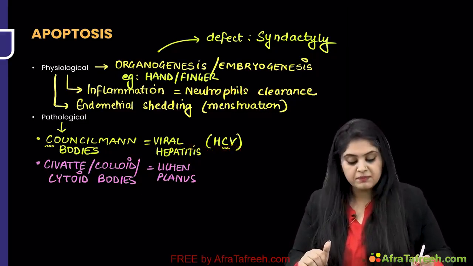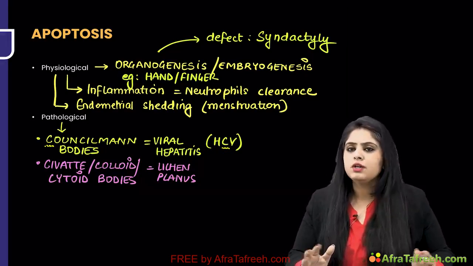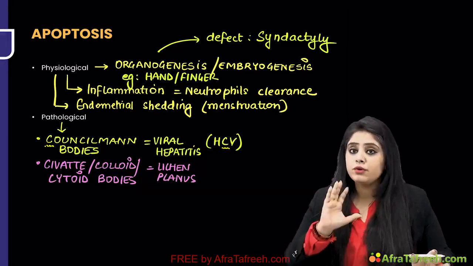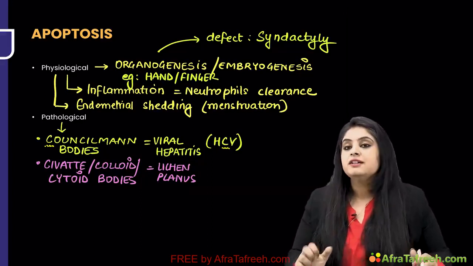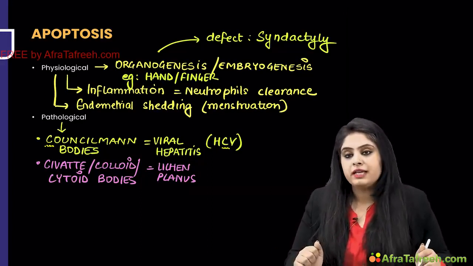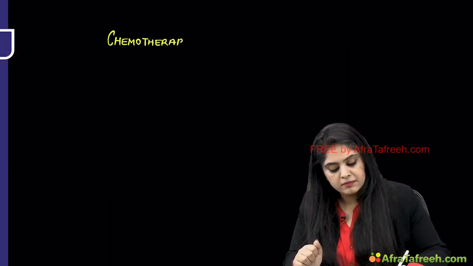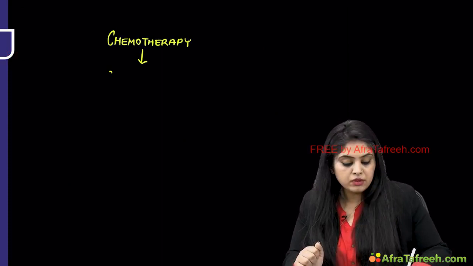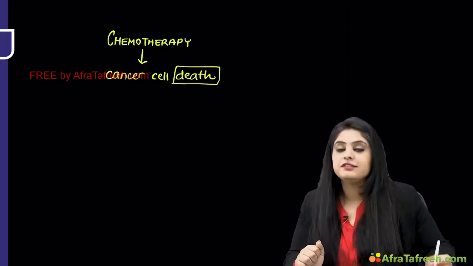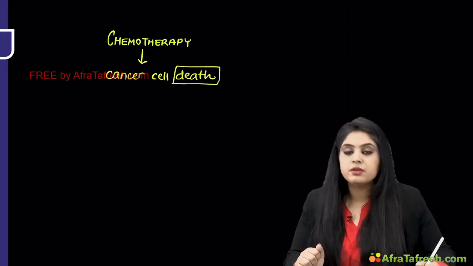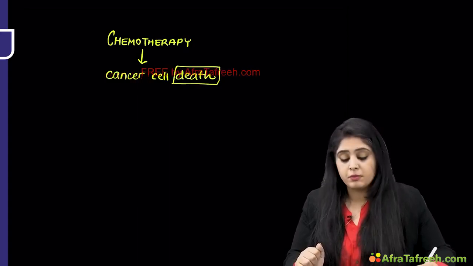Now I'm going to tell you something very classical, which you've heard of in day-to-day life. Now you're going to think of it from this point of view. So what happens when a patient is suffering with cancer? What do we do? Whenever a patient is suffering with cancer, we are going to give chemotherapy, right? What does chemotherapy do? Chemotherapy is going to go and cause cancer cell death. Have you ever wondered how the cancer cell death is happening? Is it happening because of necrosis? Is it happening because of apoptosis?